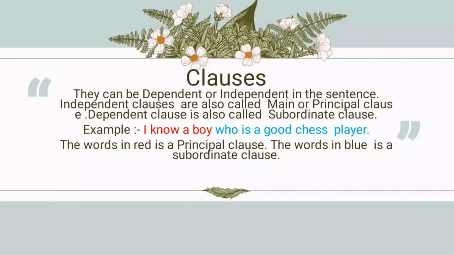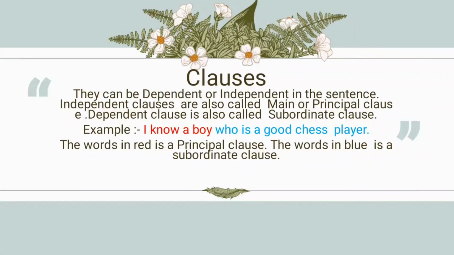Now let us focus on the other part, the blue part of the sentence. "Who is a good chess player?" This is incomplete. "Who" we know is the subject, referring to that boy, and "is" is the verb. So we have a subject and a verb, but it is a dependent clause because its subject is in the main clause. Isn't it?